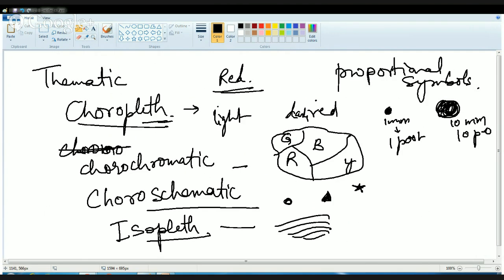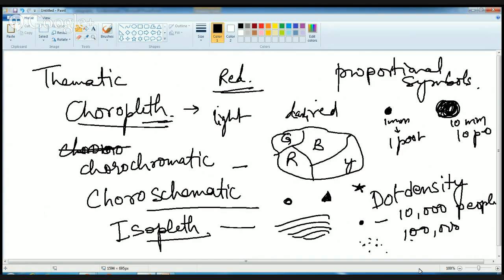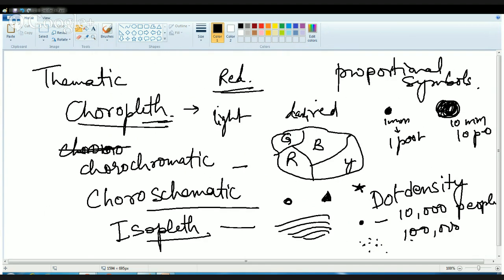And the last method is what we call dot density. Dot density is mainly used for mapping population. For example, one dot depicts 10,000 people. So a village, for example, will have one dot, and a nearby metropolitan area can have, I say, 10 dots. That means 1 lakh of population. So this is how we define the various kinds of thematic maps.